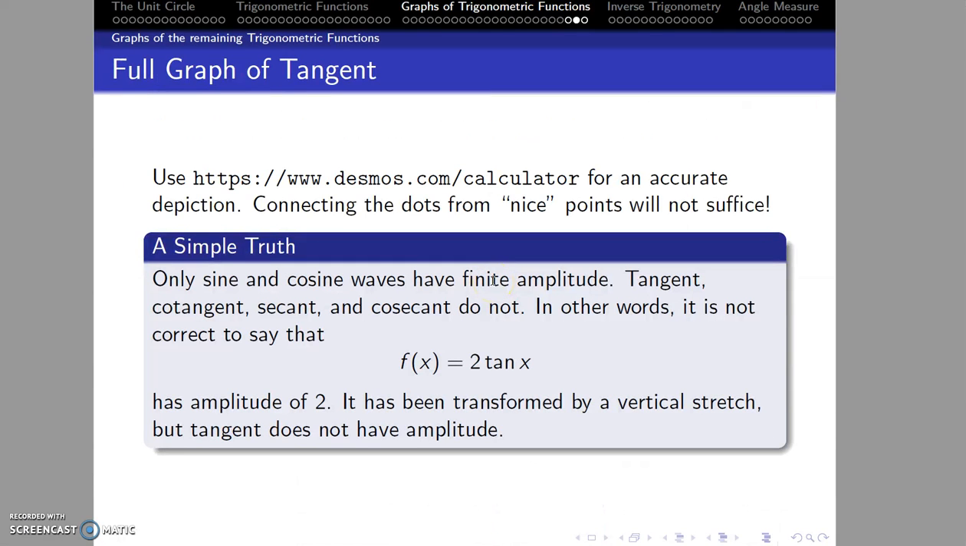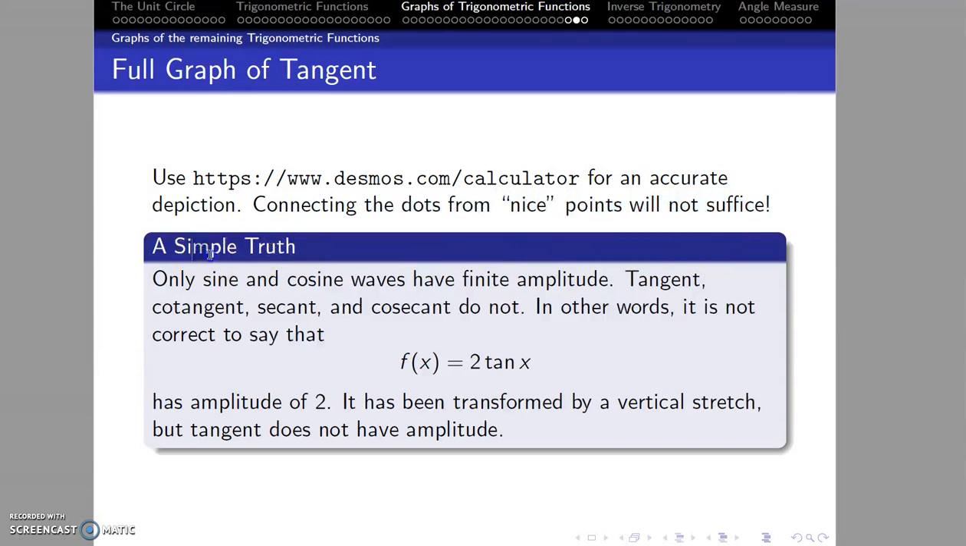Note also that you can't just plot a whole bunch of points and get a nice, accurate graph of tangent. You have to remember what happens as you approach being undefined there. As you get closer and closer to dividing by 0, the outputs get larger and larger. So that's one thing you have to keep up with, and just connecting dots might not get you there.